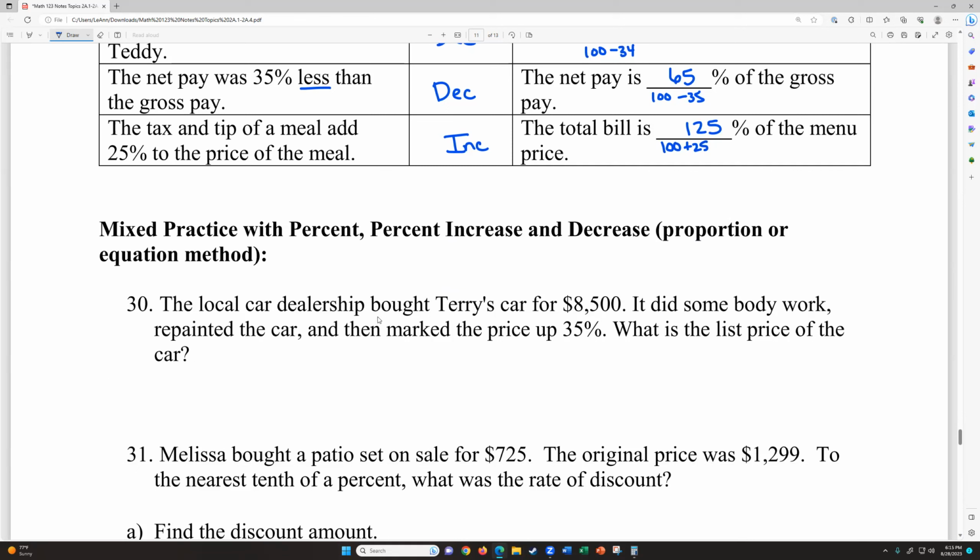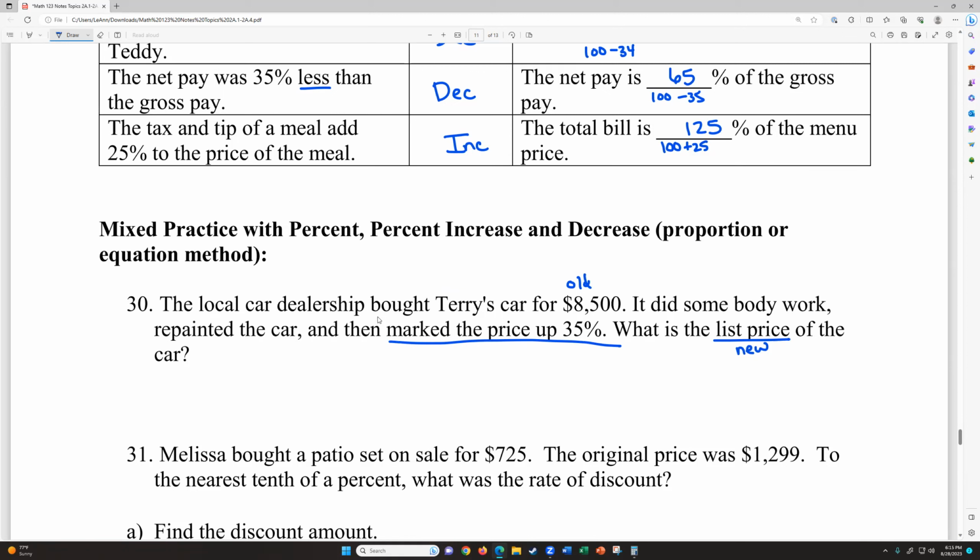The local car dealership bought Terry's car for $8,500. It did some body work, repainted the car, and then marked the price up by 35%. So this was the old price. We want the listing price. What are they going to sell it for? So we are going from old to new. That means we want to use the 100 plus the markup percentage because we're going to find the new price. Or if you want to just use 35%, you have to remember the answer you solve for would not be the final price.